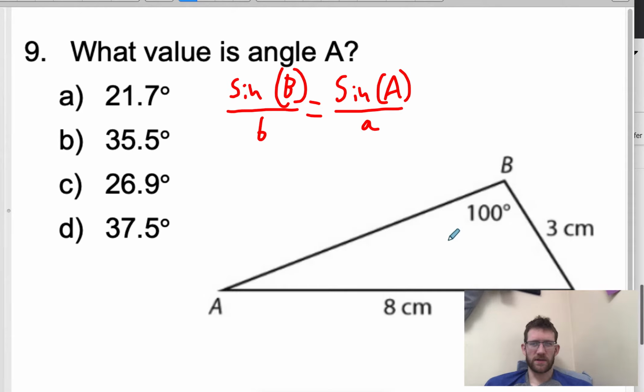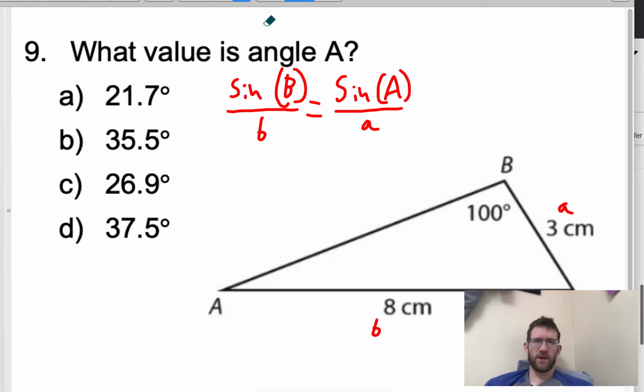Okay, so that means if this is big A, this side is little a, right? If this is big B, this side is little b. So we know little a, we know little b, we know big B. We're going to solve for angle A. So we're going to try and figure this one out.